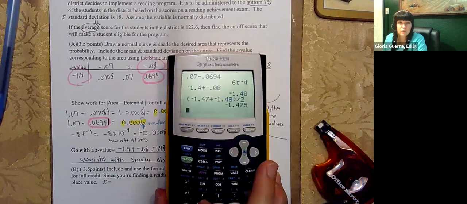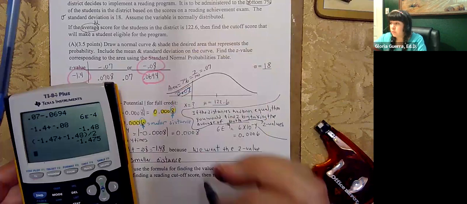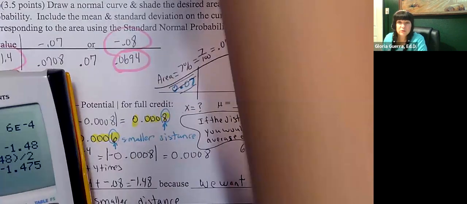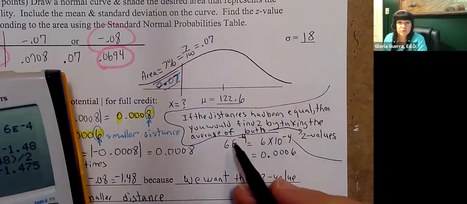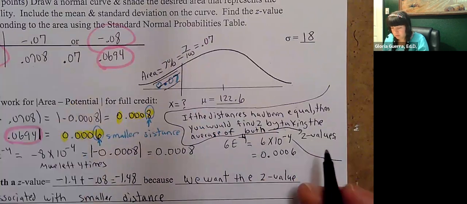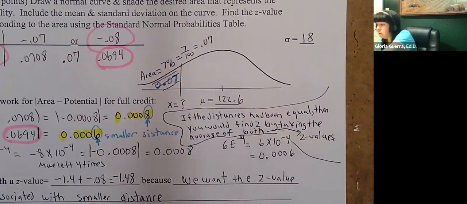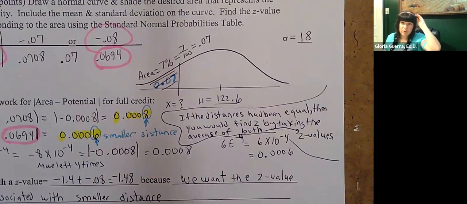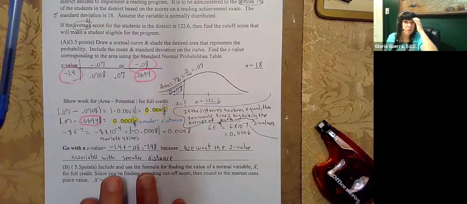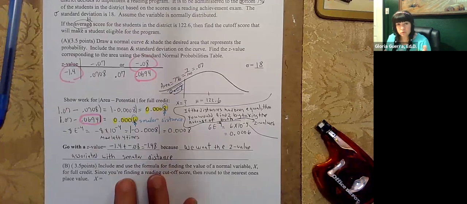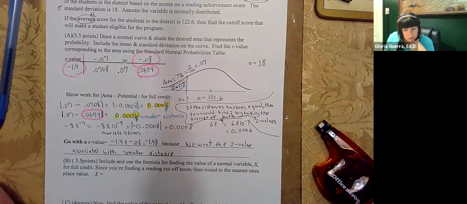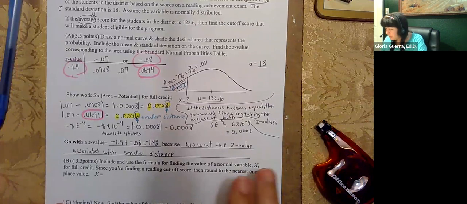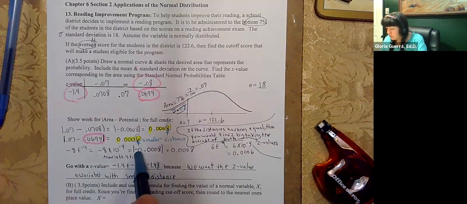So if the distances had been equal, then you would find z by taking the average of both z values. Okay, so that's what we're going to agree on, because on your test, you might also have a problem where they are going to be equal, and then you want to know what to do when that happens.